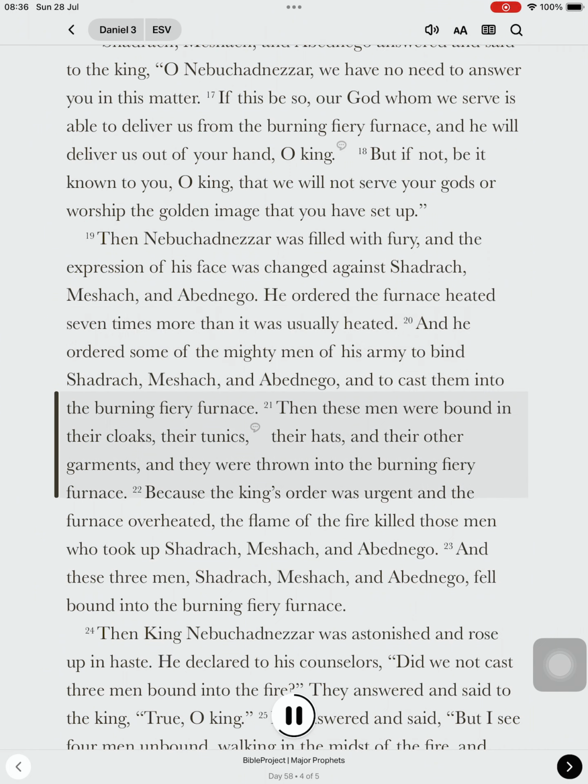Then these men were bound in their cloaks, their tunics, their hats, and their other garments, and they were thrown into the burning fiery furnace. Because the king's order was urgent, and the furnace overheated, the flame of the fire killed those men who took up Shadrach, Meshach, and Abednego. And these 3 men, Shadrach, Meshach, and Abednego, fell bound into the burning fiery furnace.